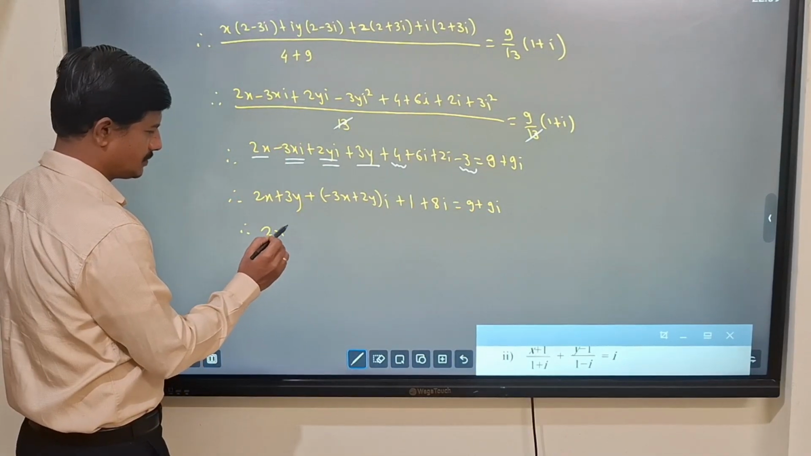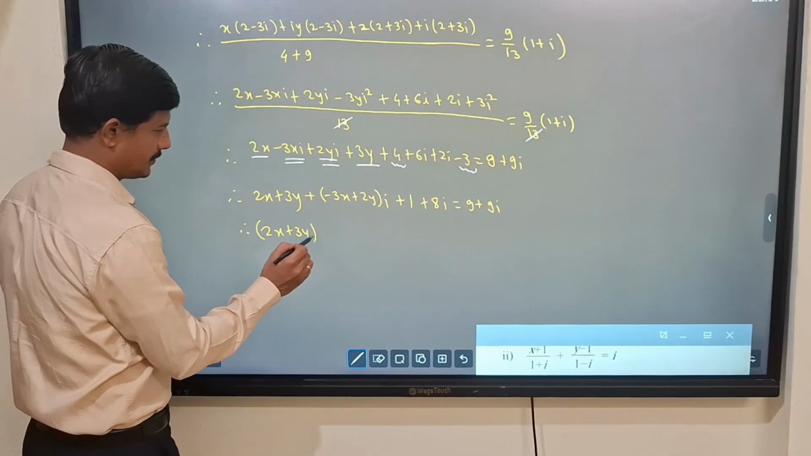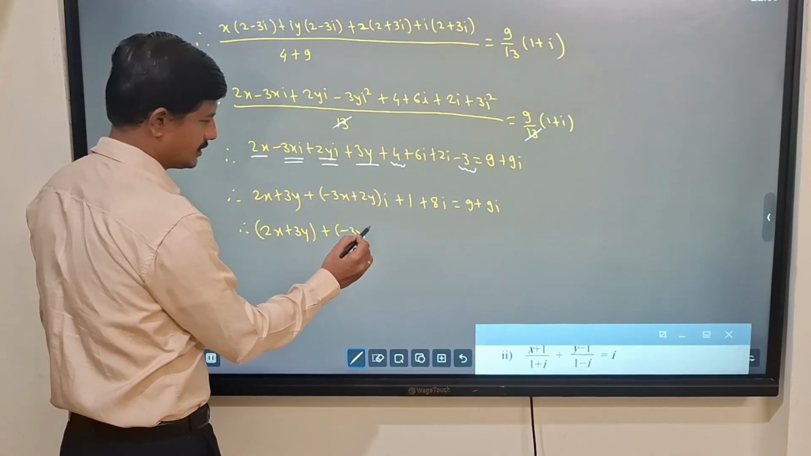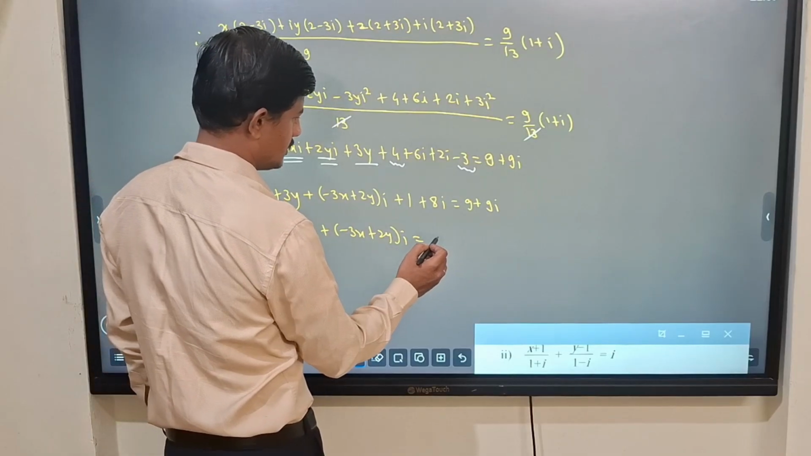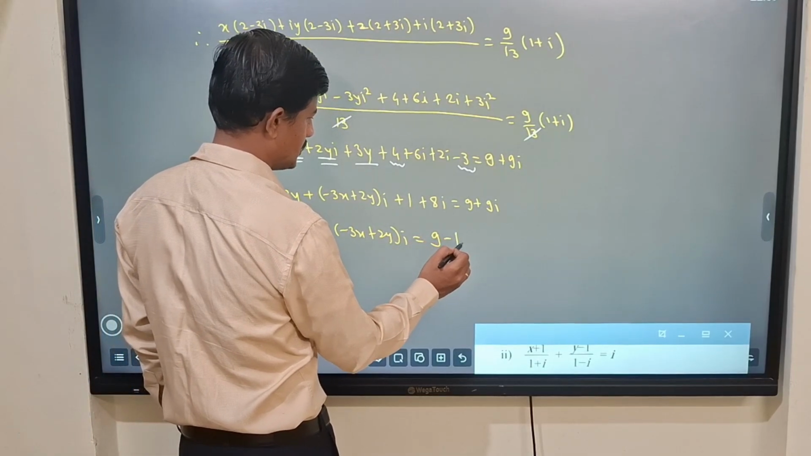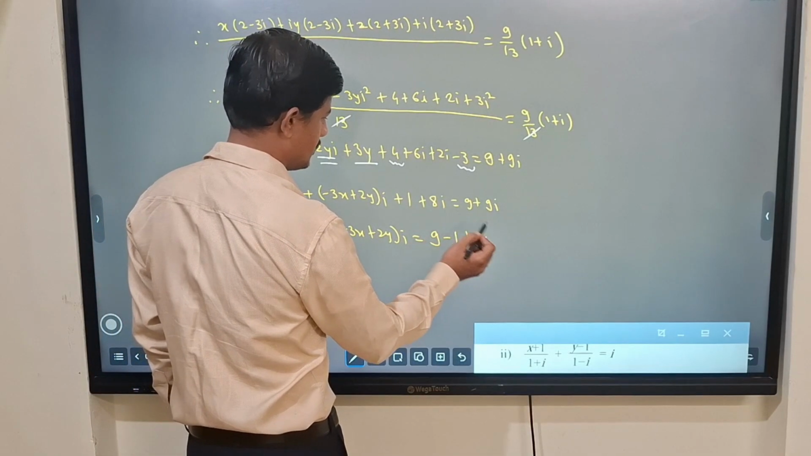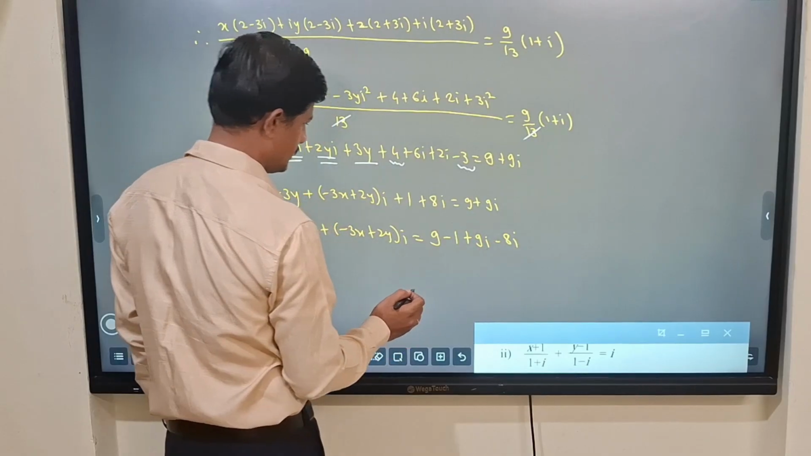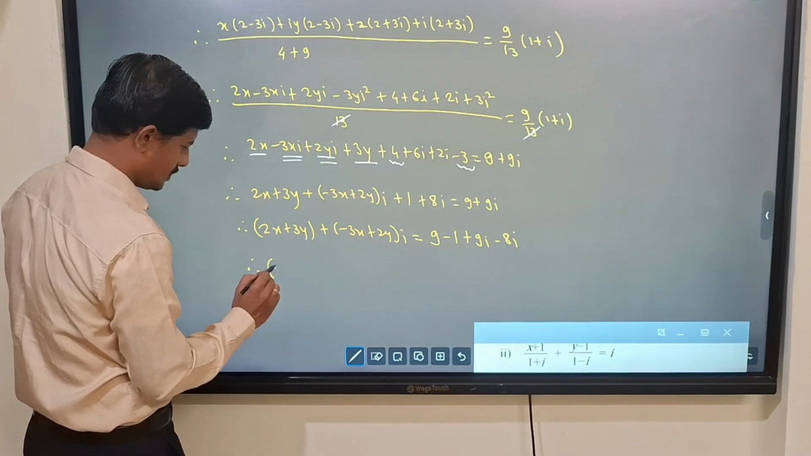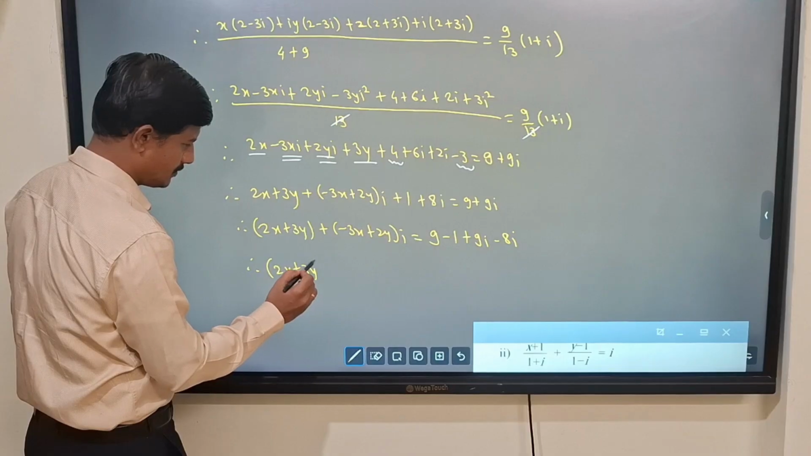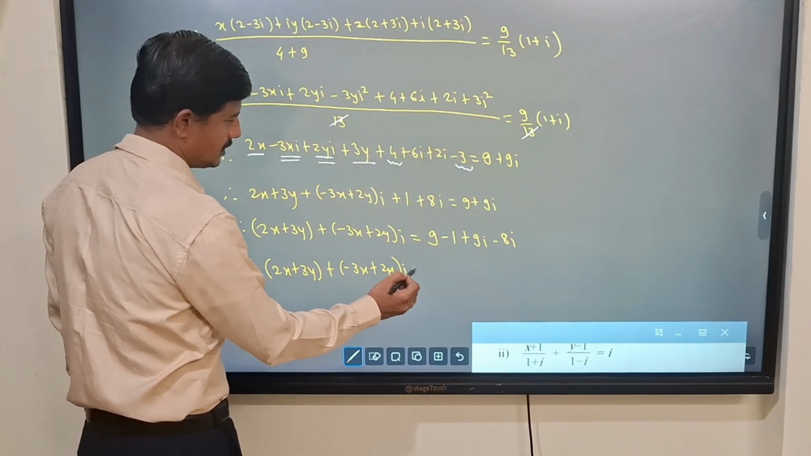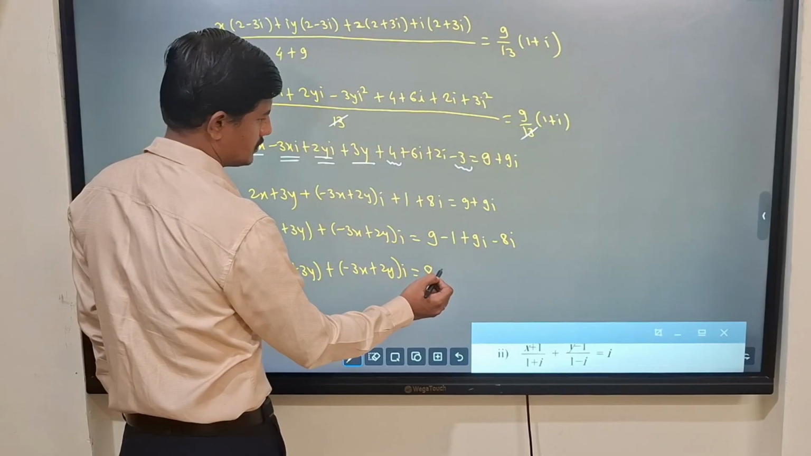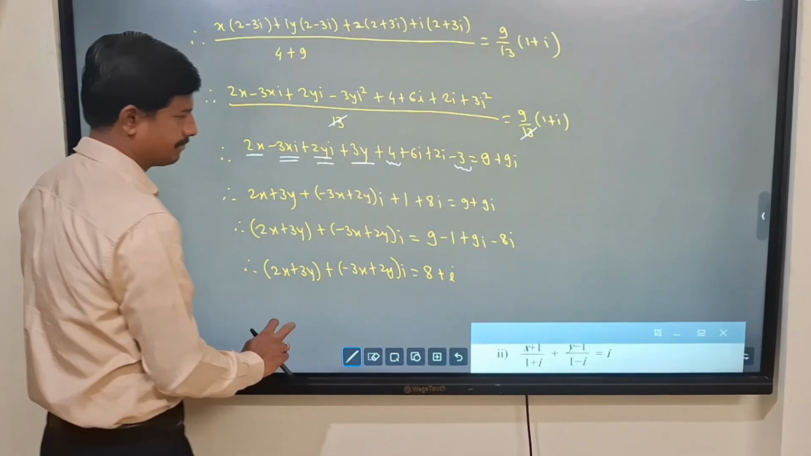So this becomes 2x plus 3y plus minus 3x plus 2y i equal to, here this 9 minus this 1, plus 9i minus 8i. So this becomes 2x plus 3y plus minus 3x plus 2y i equal to 8 plus i.